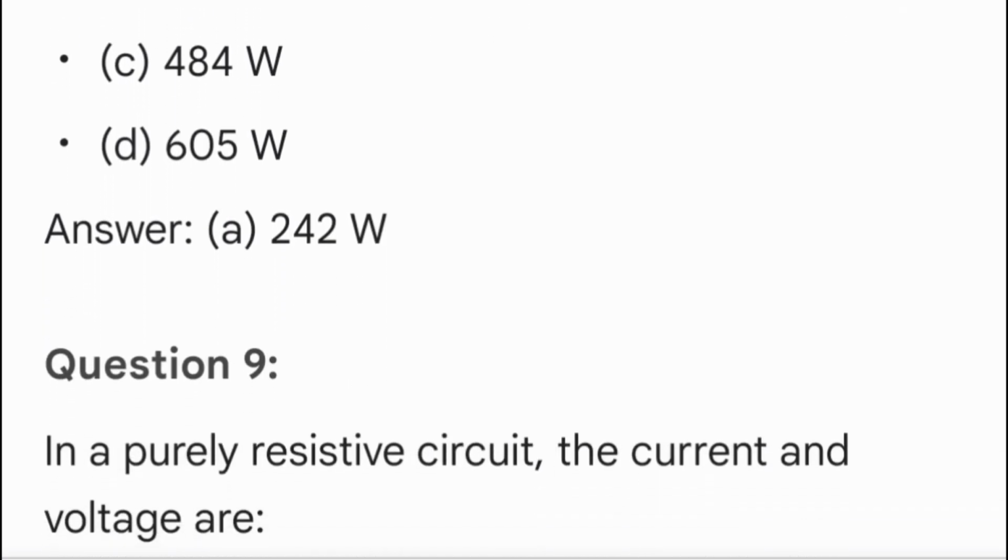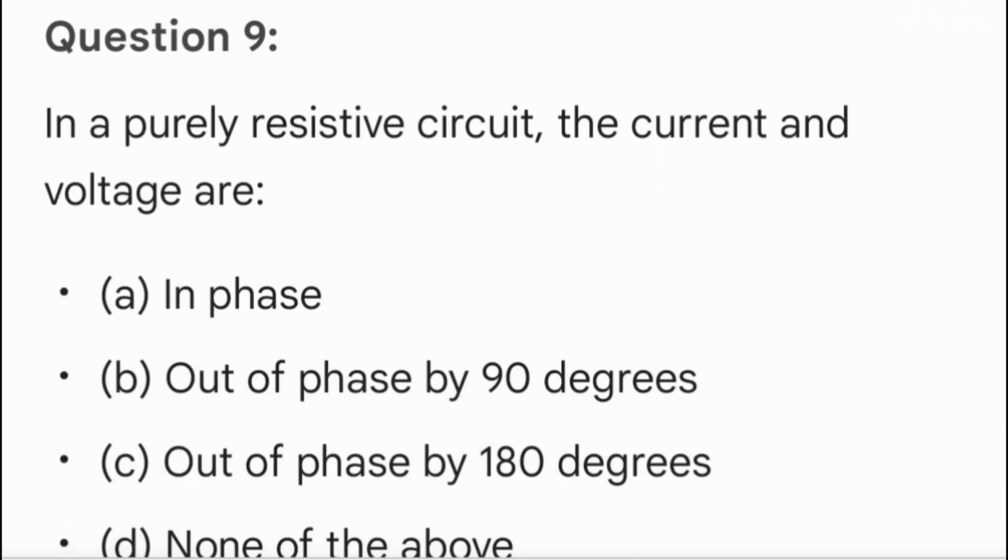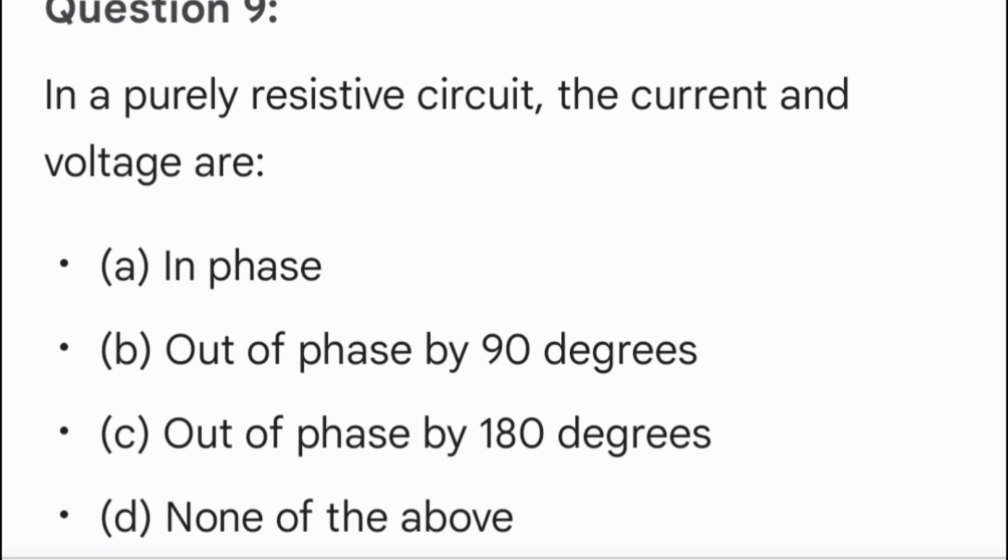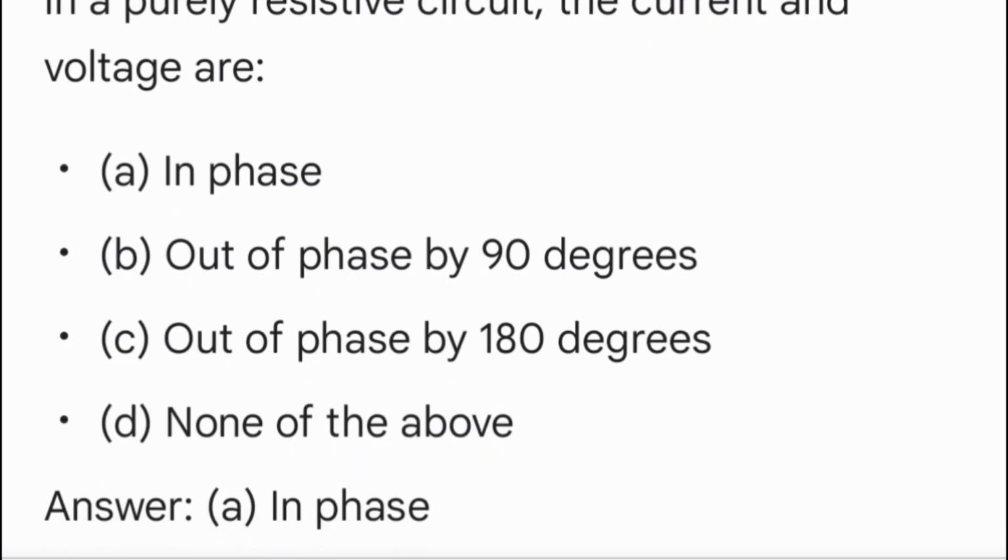Question 9. In a purely resistive circuit, the current and voltage are A. in phase, B. out of phase by 90 degrees, C. out of phase by 180 degrees, D. none of the above. Answer. A. in phase.